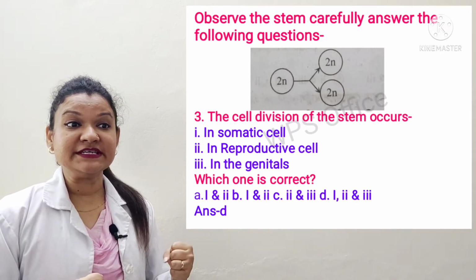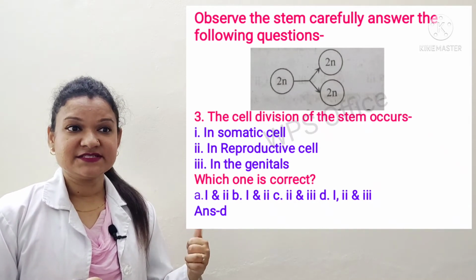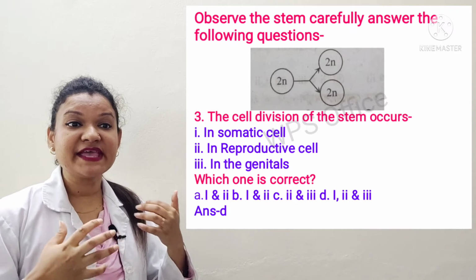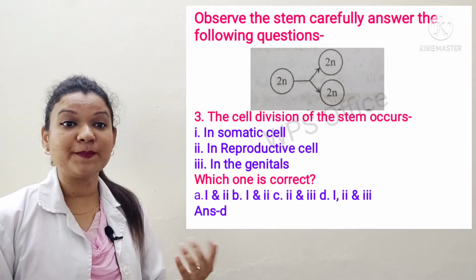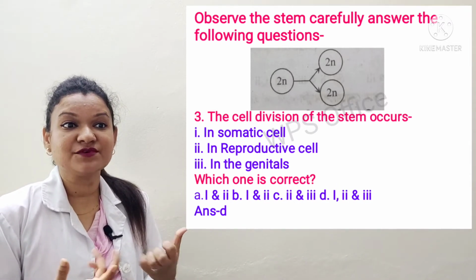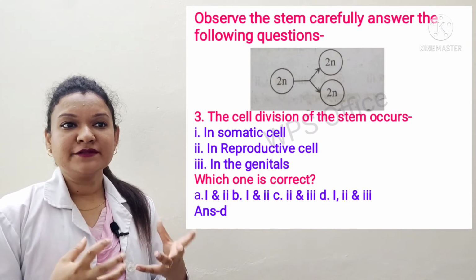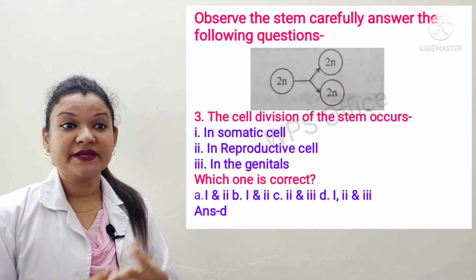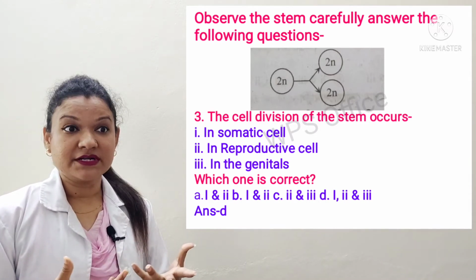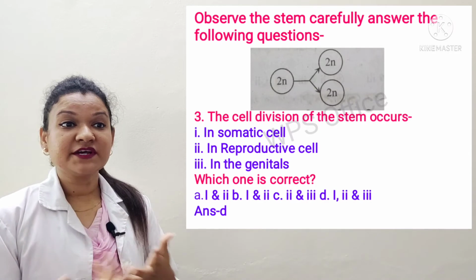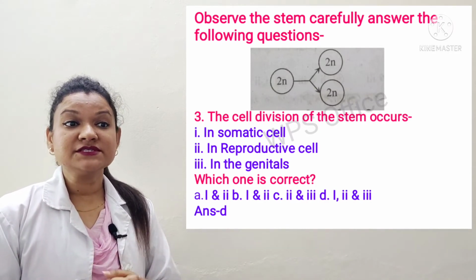In number 3, in the genitals. Genitals means what? This is a sex organ, any part of an animal or plant that is involved in sexual reproduction. So in genitals, mitosis will occur because this is the sex organ. So in our body cells or our different kinds of organs, mitosis occurs.